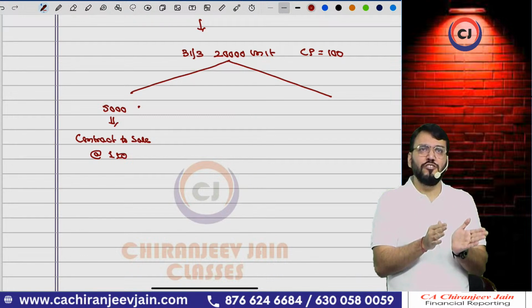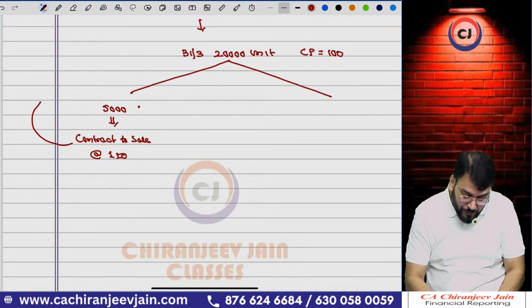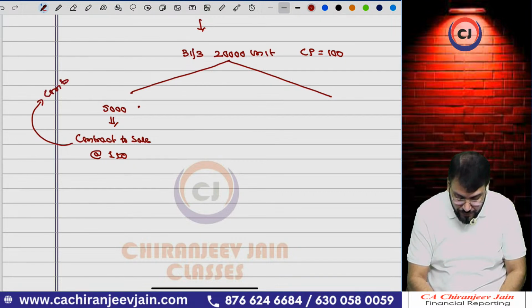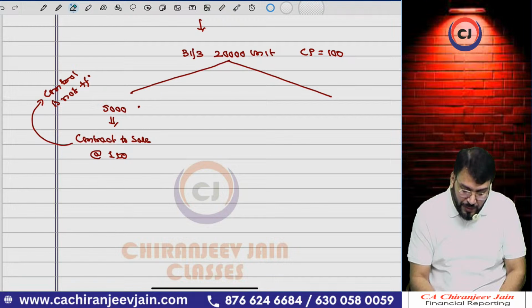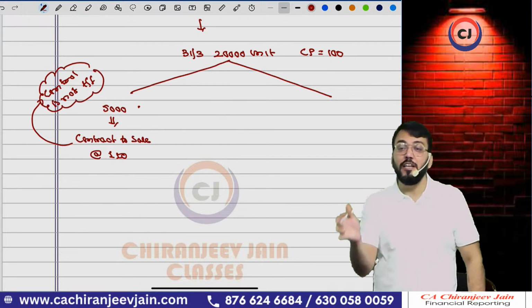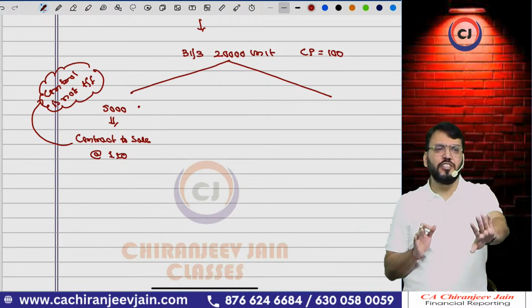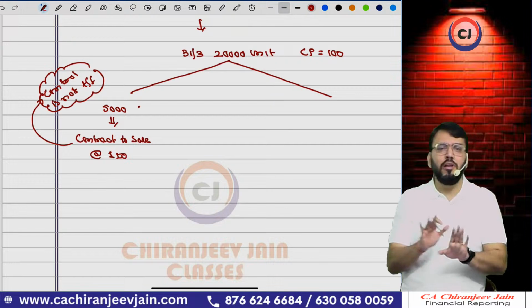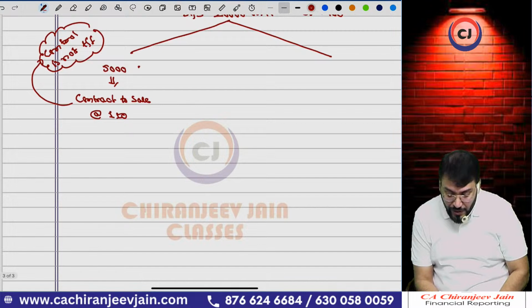Even though it is not moved, sale may happen. Means the contract has been done, but control is not transferred. This we'll discuss when we'll do Ind AS 115 revenue recognition. If the control has been transferred, even though the possession has not been transferred, it will be revenue. Then it is not an inventory. When we do Ind AS 115, detailed discussion will be done. So right now I'm assuming that control has not been transferred, therefore it is not a sale. This is inventory.